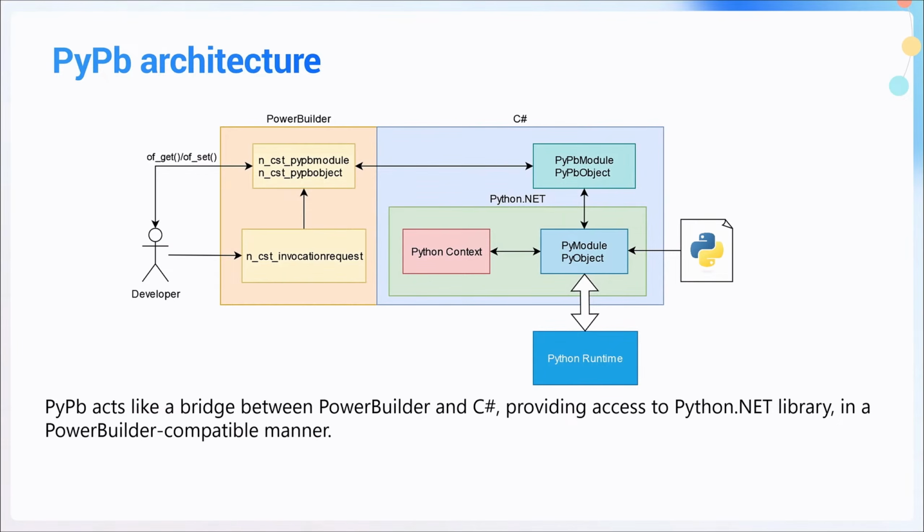This is the structure of the PyPb library. It acts like a bridge, with modules on both the Pb and C# side that interact with each other to provide functionality to access the Python.NET package in a Pb-compatible way. Python.NET then is the one who interfaces with Python runtime on the machine, executing the files we pass to it.